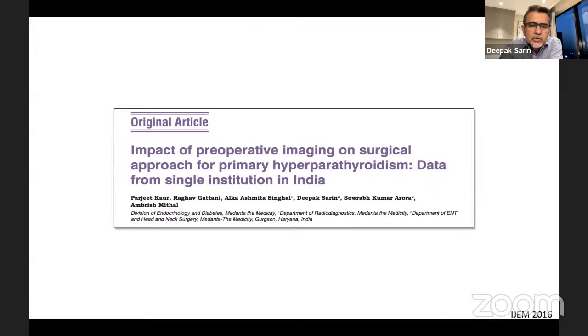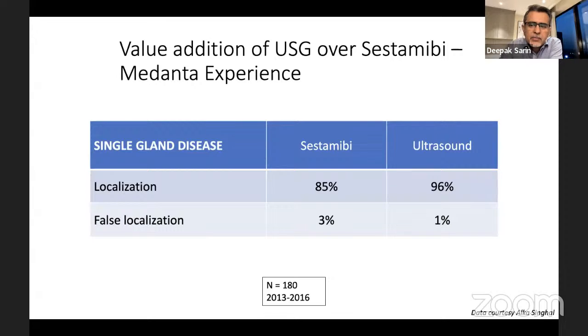So I'll just share a quick slide here from Alka, and this is our experience with the value addition of ultrasound. In our center, it seemed to help us localize 11% more glands than what the Sestamibi could, and also had a lesser rate of false localization. But this is not to say ultrasound is by far the best test. I think, as we would all understand, the best test is the one that's done best in your institute, at least for parathyroid imaging. And there are different favorites around the world.